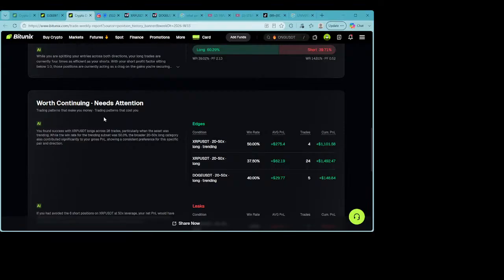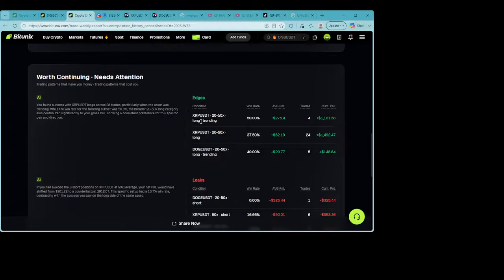Now, worth continuing, needs attention. Trading patterns that make you money, and trading patterns that cost you. You found success with XRP longs across 28 trades, particularly when the asset was trending. While the win rate in the trading subset was 50%, the broader 20 to 50x long category also contributed to the gross. So we had our average XRP longs for 300.